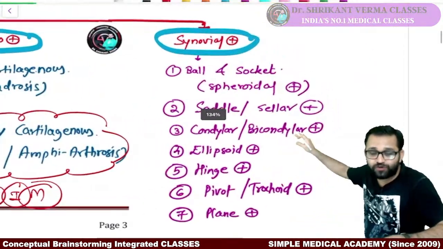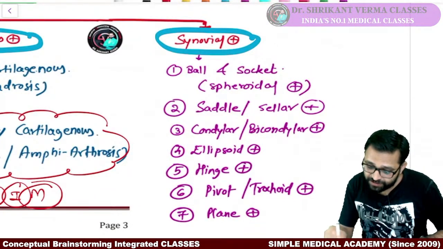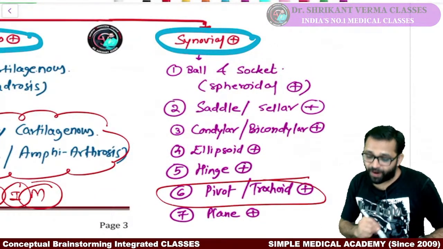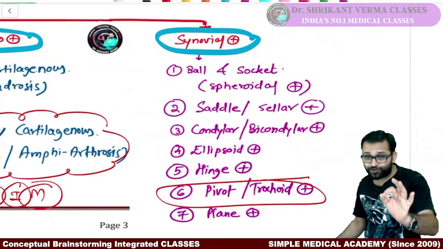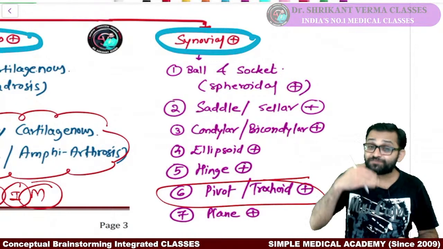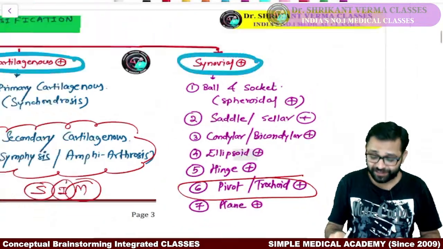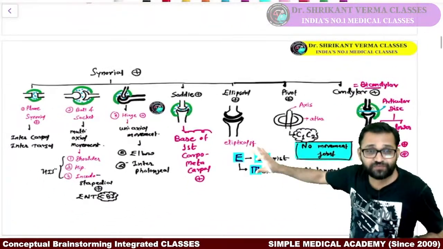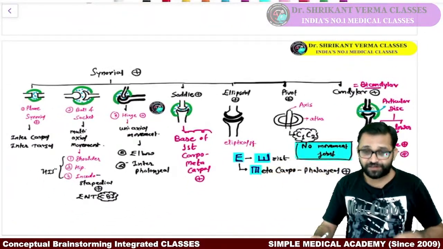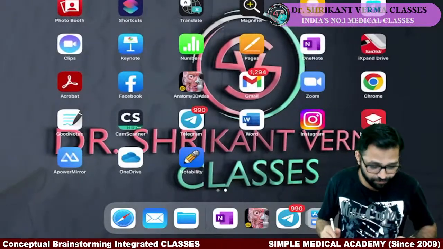And then here is a synovial joint. These different joints are always asked. Right now the pivot joint was asked. C1 C2 is the classical example of the pivot joint, but this time they asked the superior radioulnar and inferior radioulnar. So no excuse with this joint topic. Here we talked about our different classifications. Okay, does everyone agree? So we can move further.